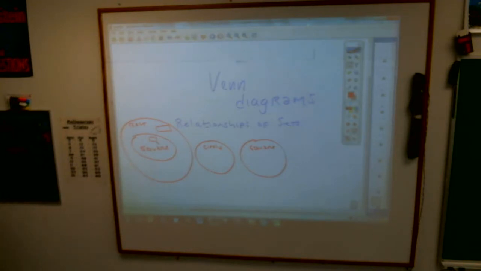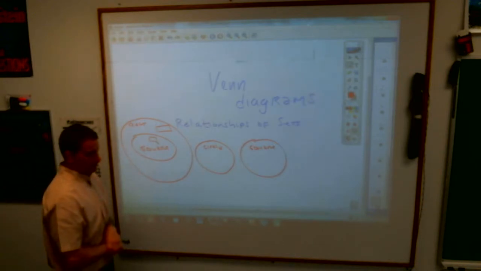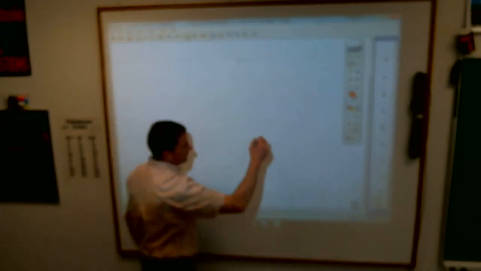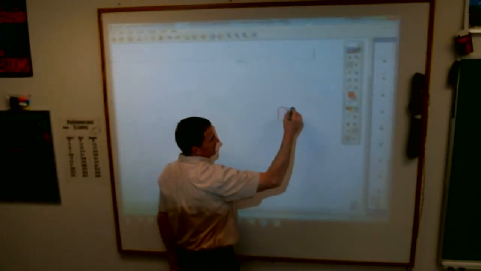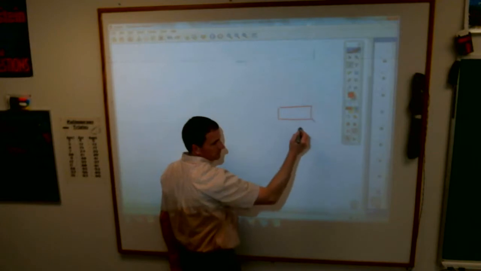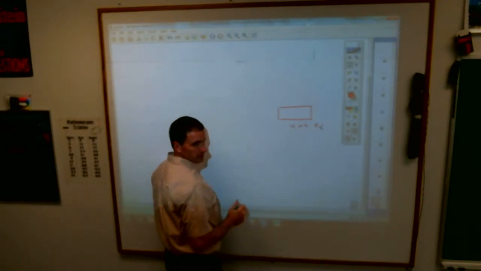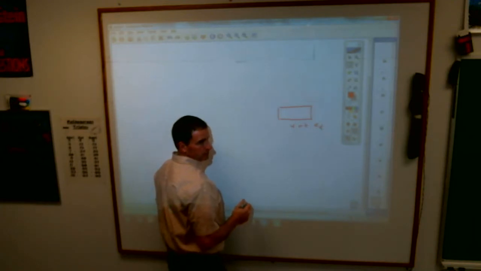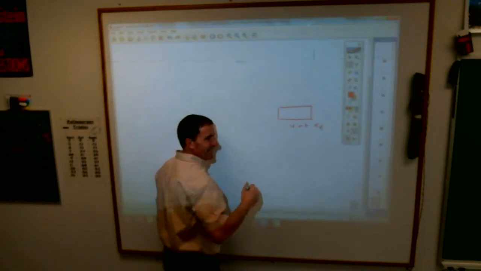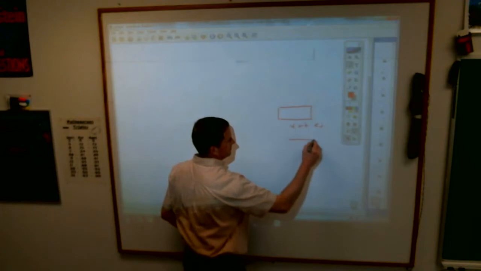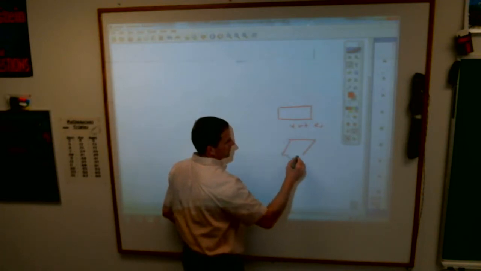Now, what about rectangles compared to rhombuses? Think about this. First of all, what is a rectangle? What's the definition of a rectangle? It just has to have 4 right angles, right? What's the definition of a rhombus? Somebody? Exact definition of a rhombus, Isabel? 4 equal sides. 4 equal sides. Usually we look like this.